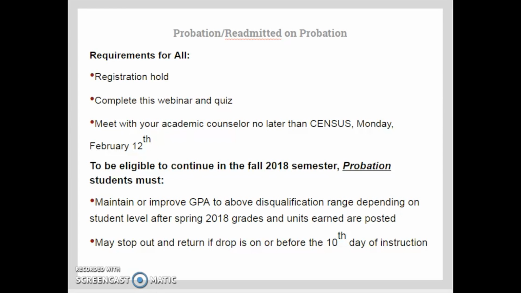To be eligible to continue in the fall 2018 semester, probation students must maintain or improve their GPA to above the disqualification range, depending on student level, after spring 2018 grades and units earned are posted. They also may stop out and return if they drop on or before the 10th day of instruction.